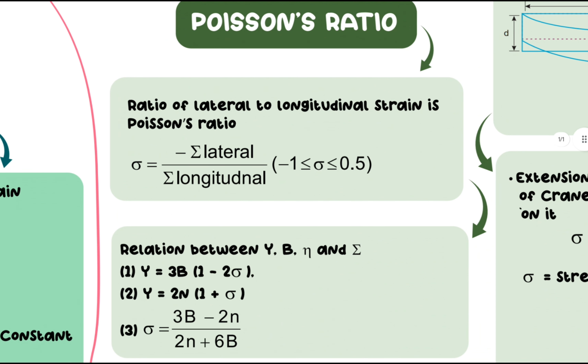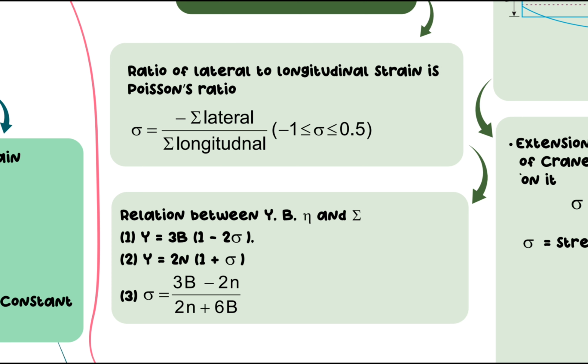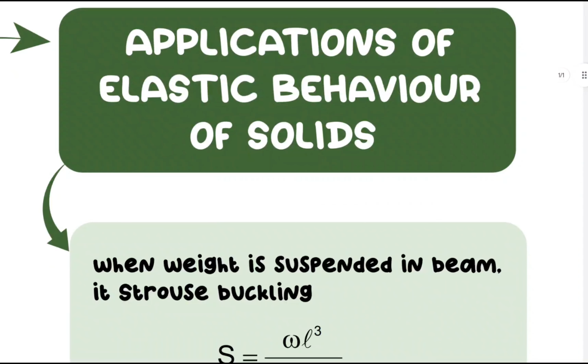Relation between Y, B, eta and sigma. Y is equal to 3B into 1 minus 2 sigma. Y is equal to 2 eta into 1 plus sigma. Sigma is equal to 3B minus 2 eta divided by 2 eta plus 6B. Applications of elastic behavior of solids.